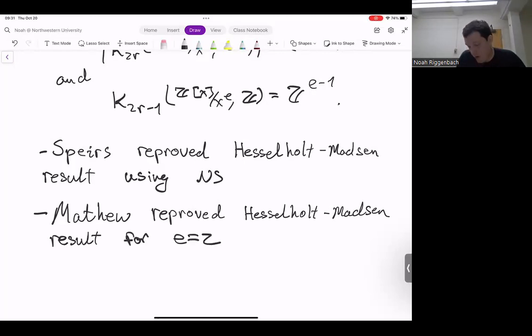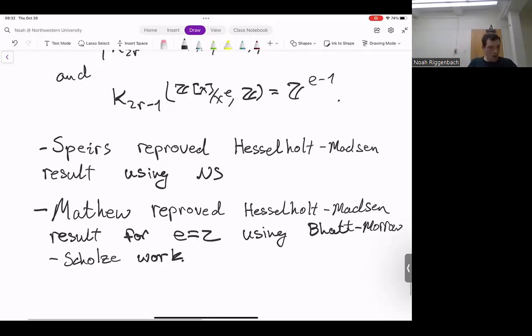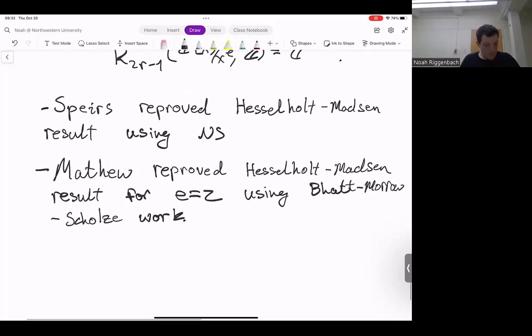For E equals 2, using the Bott, Morrow, and Schulze work. Okay. And then Salima did the E greater than or equal to 2 version of Matthew's work.